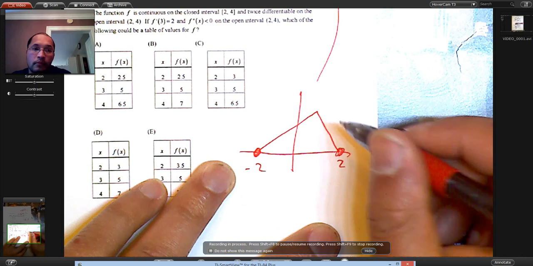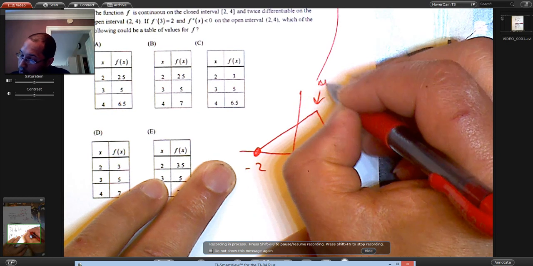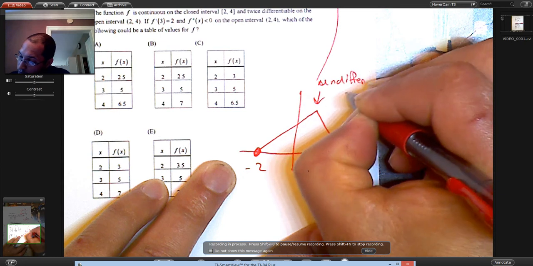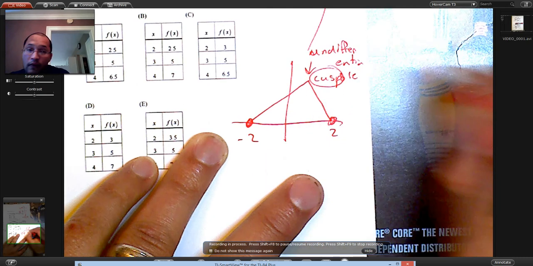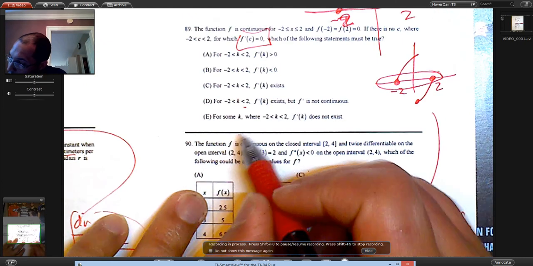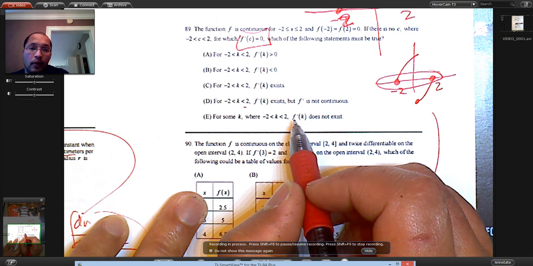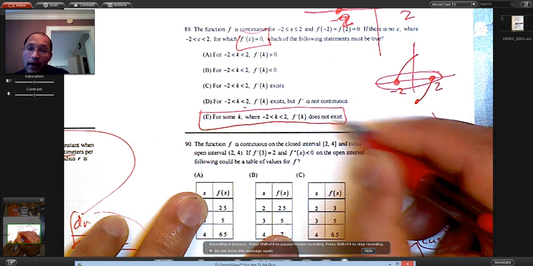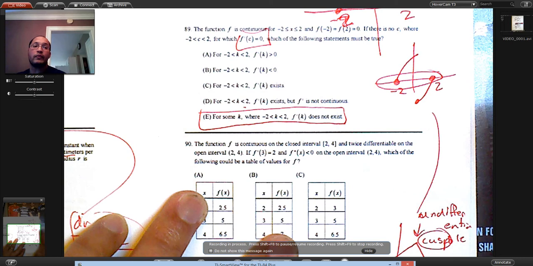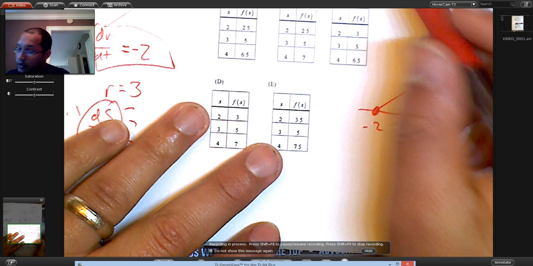Remember this? Yeah. Must be some sort of undifferentiable point. Okay, undifferentiable point. Alright, such as a cusp. That way, it's not equal to 0. So, for some k, f prime of k does not exist. That would be the definition. The derivative does not exist there at some number in between. So it cusps and it doesn't continue in a smooth curve. Otherwise, it would have to be 0 at some point.